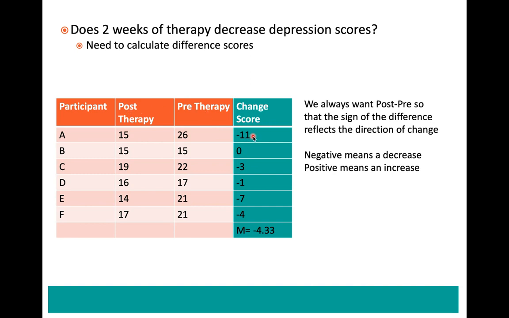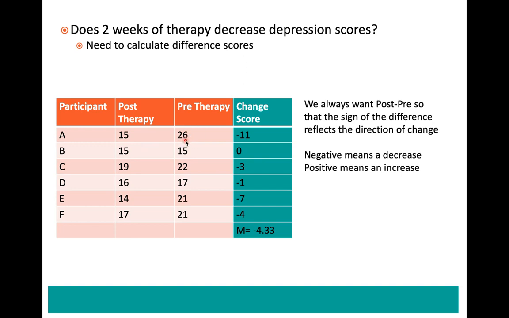A crucial and critical piece of this is that when we calculate this change score, we always want to do post minus pre, or after minus before. Because when you do the math this way to get the difference between the two scores, the sign of your change score for each individual reflects the actual direction of the change. So notice participant A.